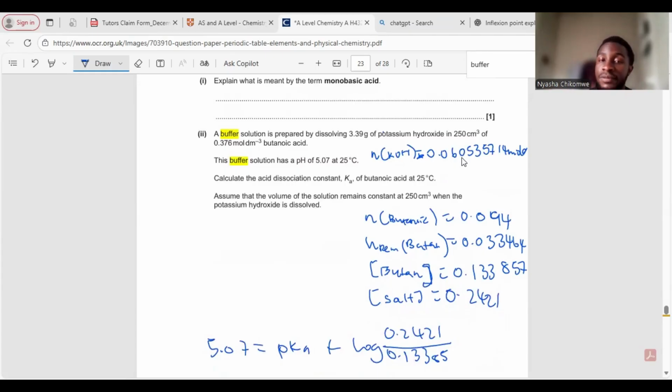Then the next question says a buffer solution is prepared by dissolving 3.39 grams of potassium hydroxide in 250 cubic centimeters of 0.367 moles of butanoic acid. The buffer solution has a pH of 5.07. Calculate the Ka of butanoic acid. Assume that the volume of the solution remains constant after the addition of potassium hydroxide.